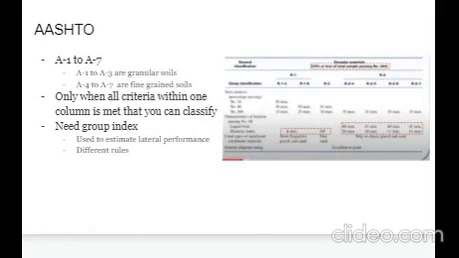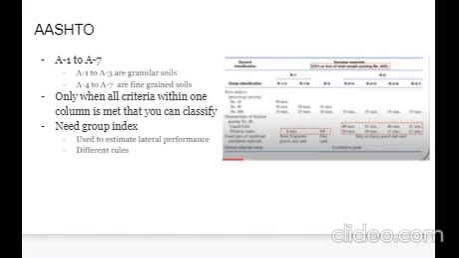I learned about the AASHTO system, where the soils are mainly divided into 7 primary groups, A1 through A7, and they can also be divided into subgroups such as A-1-a, A-1-b, for example. A1 through A3 are granular soils, and A4 through A7 are fine-grained soils. Based on whether they're fine-grained or granular, you use different tables to find out what they are.